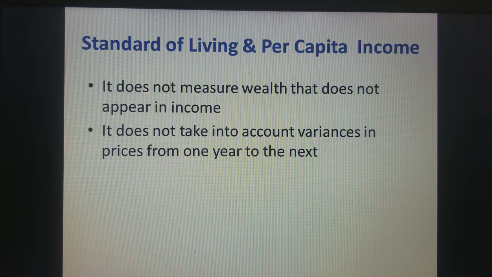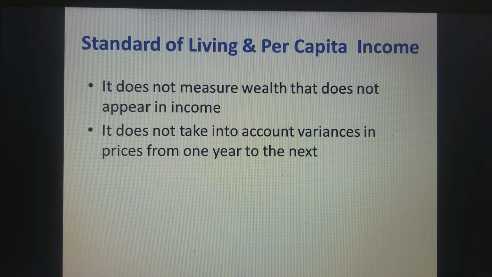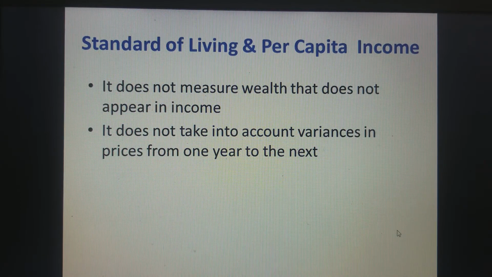Per capita income does not take into account variance in prices from one year to another. So if the price changes, a good today, or a tin of milk today, was $50, and then next year it is $60 or $70. Though the price movement has taken place, per capita income does not look at the nuances and the variances in the price.